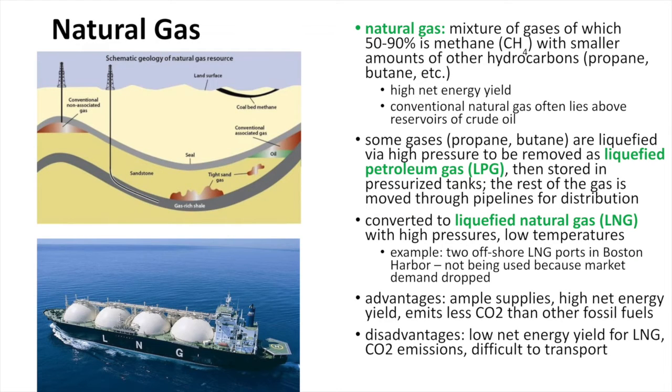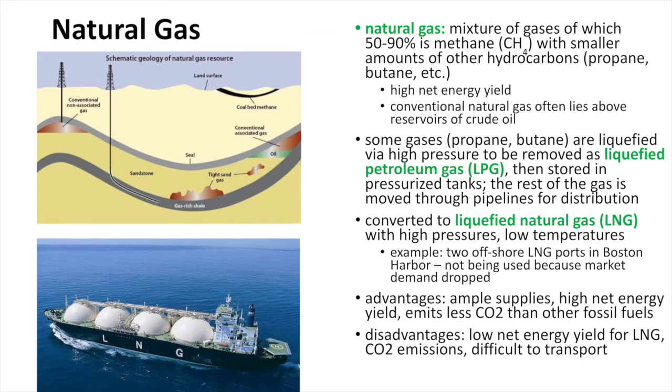Along with shale oil is also found natural gas, and this is a mixture of gases, most of which is methane, but they have smaller other lighter hydrocarbons like propane, butane, etc. And there's a pretty high net energy yield from it. Conventional natural gas is often found either above a crude oil reserve or above a shale oil or something of the sort. So there's a gas-rich shale, and if you dig down, you can actually reach that natural gas pocket.